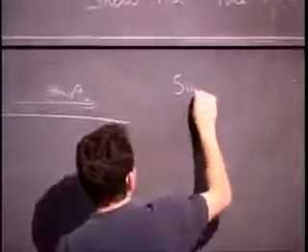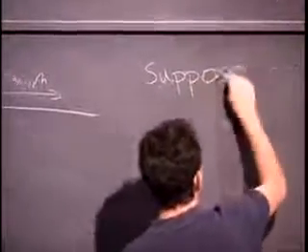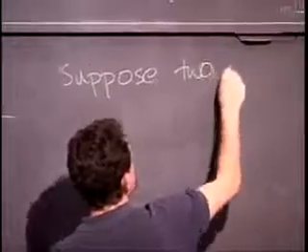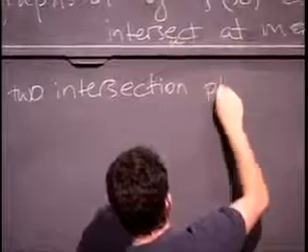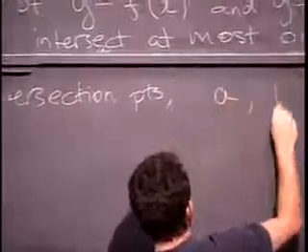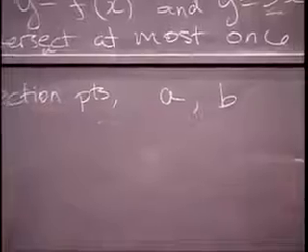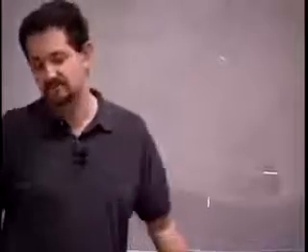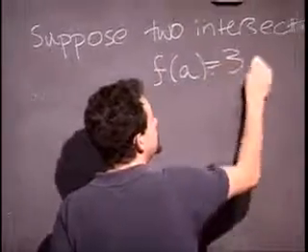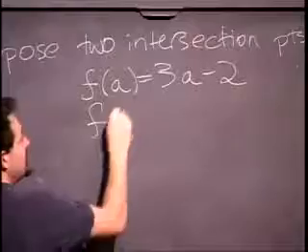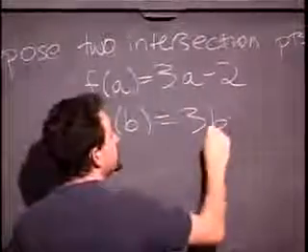Again, suppose that there are 2 intersection points. And let's call them A and B. So A is like the first time you and the jogger are in the same place, and B is the next time that you and the walker are at the same place, if there were such a time. So what this means is that f of A is equal to 3A minus 2. And f of b is also equal to 3b minus 2.